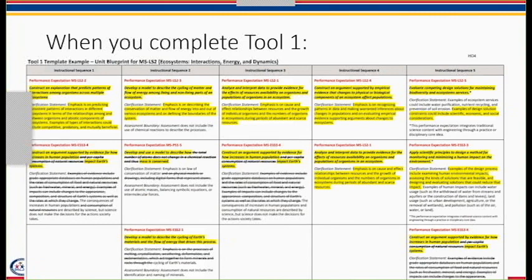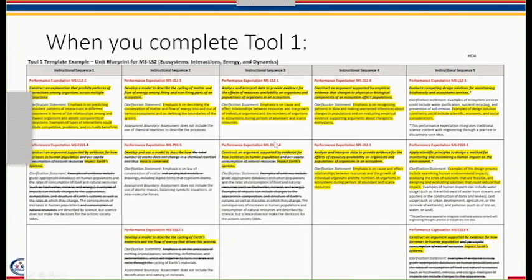So if you do Tool 1 and you create a unit blueprint, it's going to look something like this at the end. And this example is the example that you're going to see on the American Museum of Natural History's website. So it is tailored more for NGSS, but I do have an example to show you with how it is used with the Arizona Science Standard.